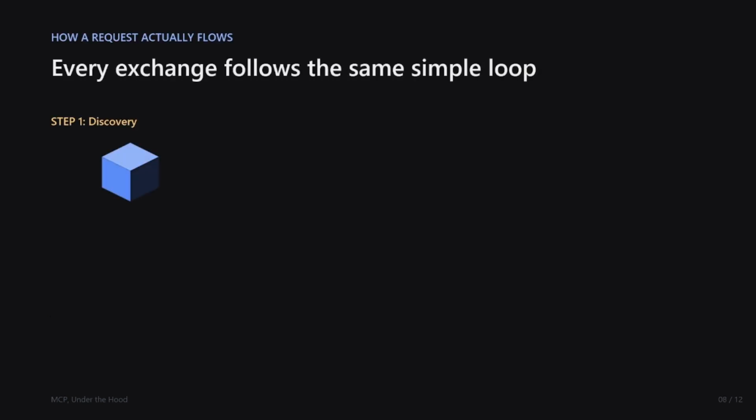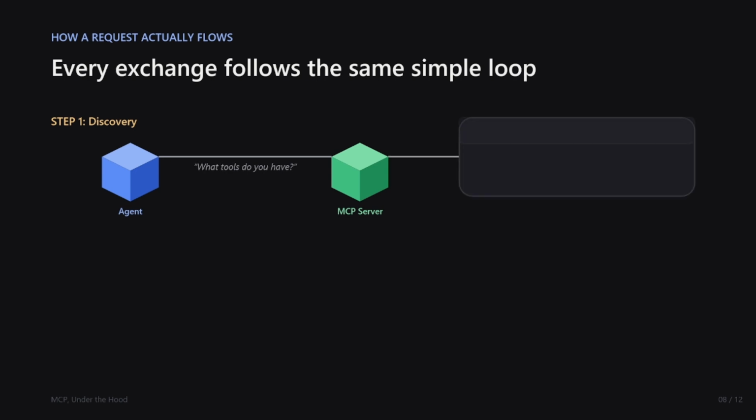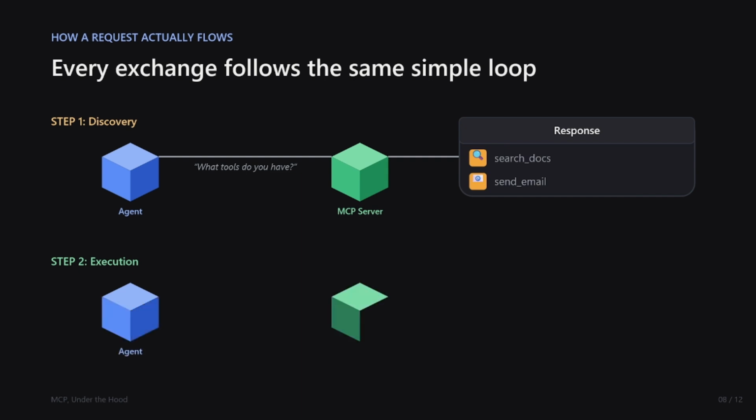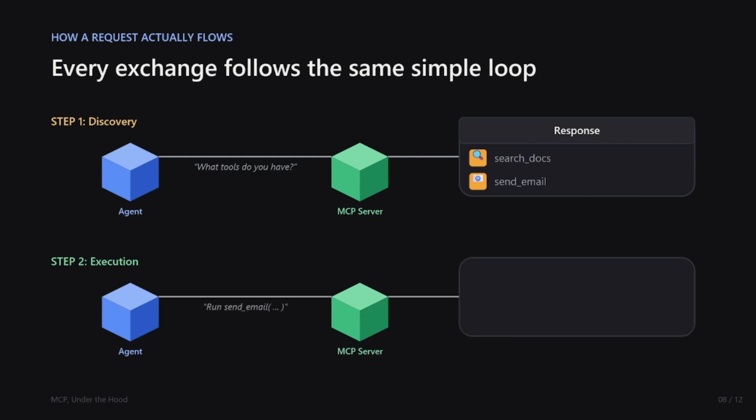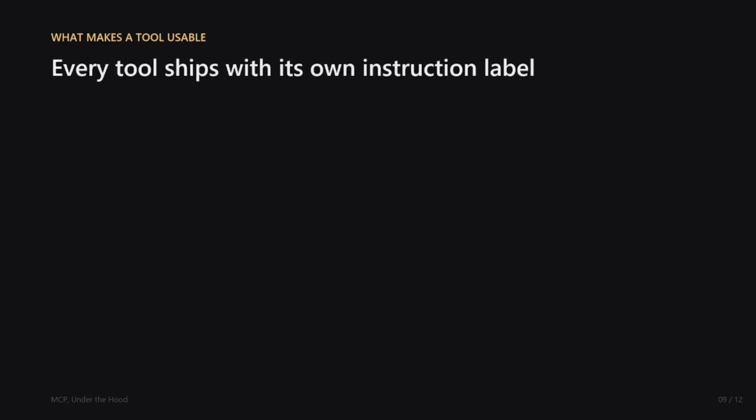So how does this actually work step by step? It's a simple two-step loop. Step one is discovery. The agent asks the server, what tools do you have? The server sends back a list. In this example, search_documents and send_email. Step two is execution. Now the agent picks one and says, run send_email for me. The server actually does it and sends back the result: sent at 12:04 p.m. Ask what's possible, then ask for it to happen. That's the whole loop.